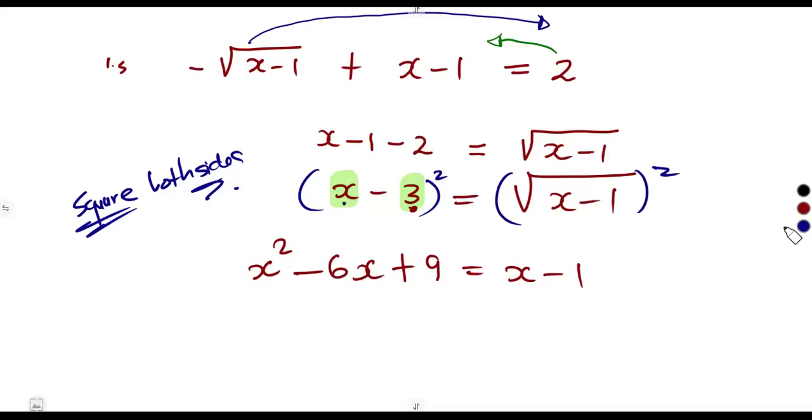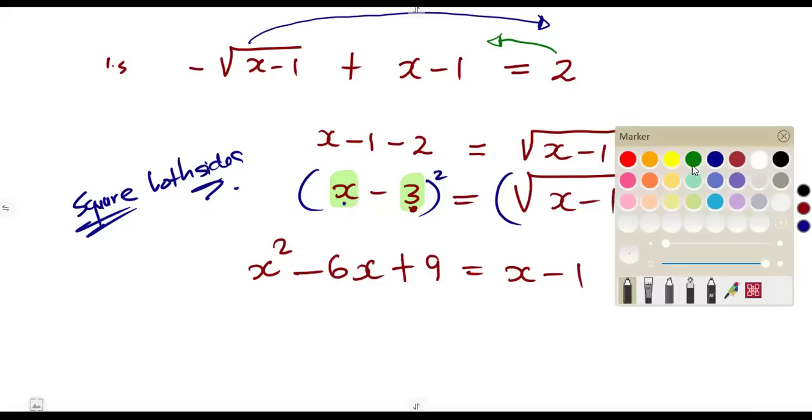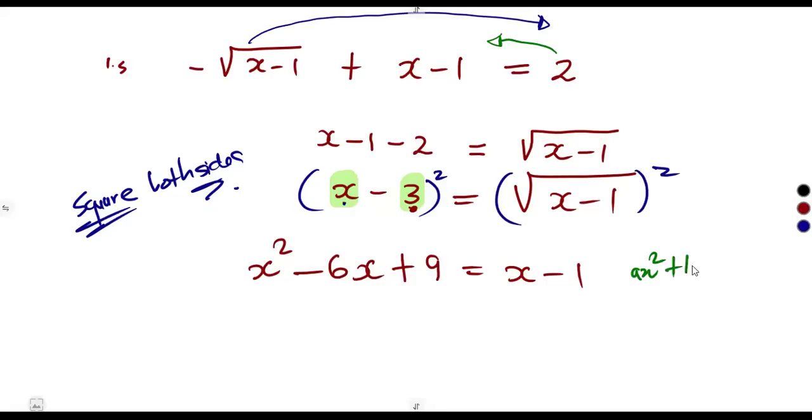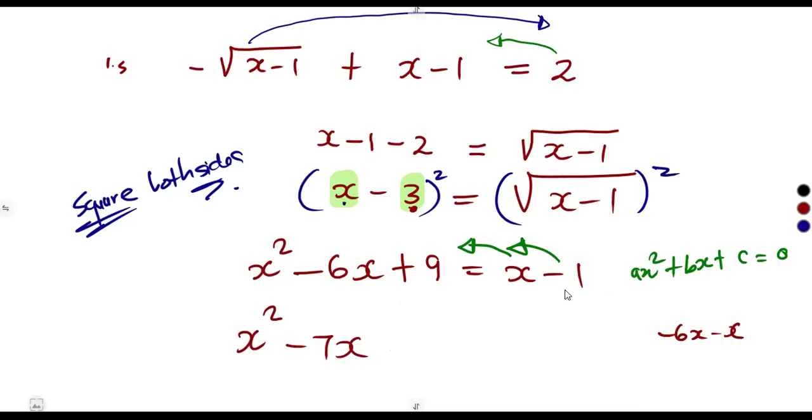Remember, it's a quadratic equation. The highest exponent is now 2. So the format has to play a role: ax squared plus bx plus c is equal to 0, the format of our quadratic equation. So you're forced to take the x to the other side, and the minus 1 to the other side of our equation. So it will be x squared minus 6x, and the x here will be what? Minus x. Minus 6x minus x, which is negative 7x. The minus 1 to the other side will be positive. So it will be 9 plus 1, which is 10. So that's equal to 0. This is where you are.